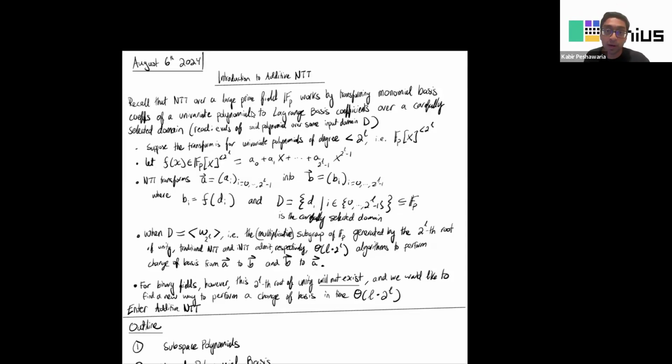Today we're going to be talking about the additive NTT and also Reed-Solomon codes, but specifically in the context of binary fields being the underlying field rather than some large prime field.